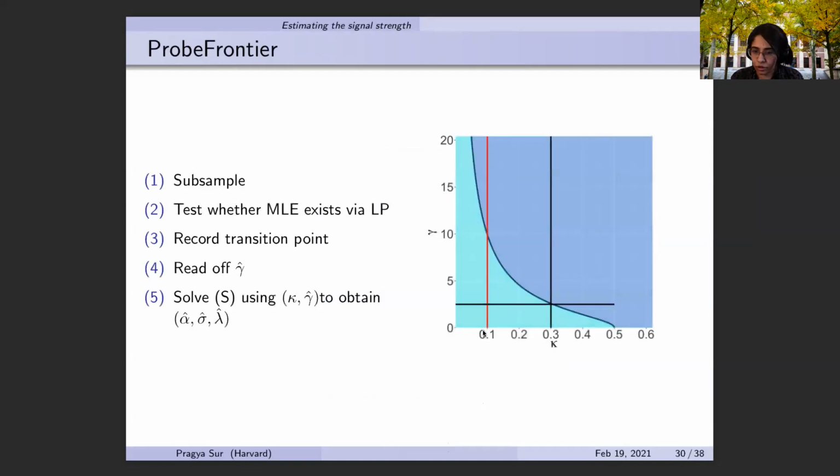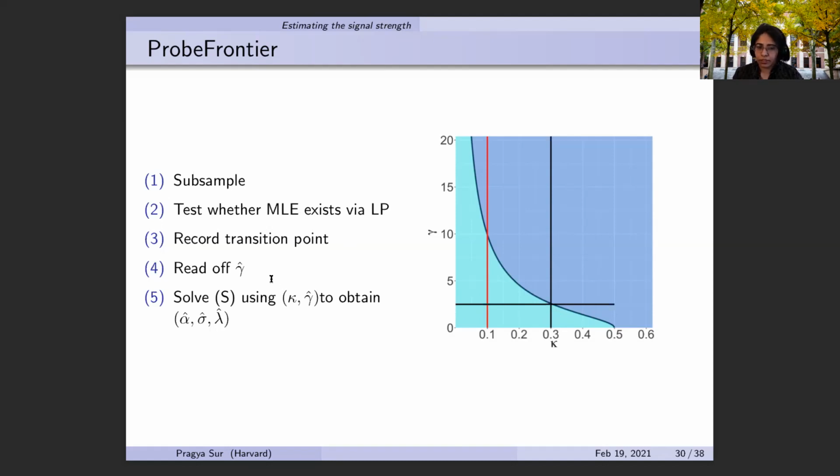So that's the procedure we used for these earlier works. There are actually other procedures one can use, which I've been working on a bit subsequently, but for this work we use this procedure. So you subsample, you test whether the MLE exists via a linear program, you record this transition point, and that gives you your gamma hat.